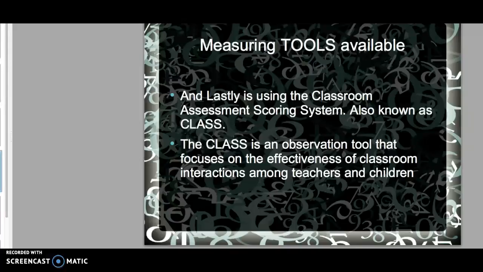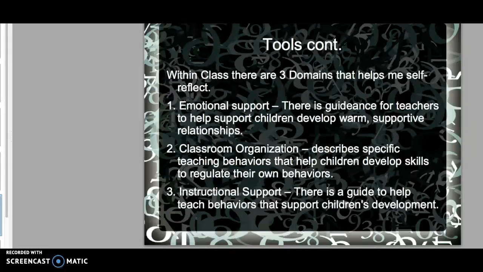The CLASS is an observing tool that focuses on effectiveness of the classroom interaction amongst teachers and the children. Within the CLASS, there's 3 domains that help me self-reflect. There are emotional support, classroom organization, and instructional support.